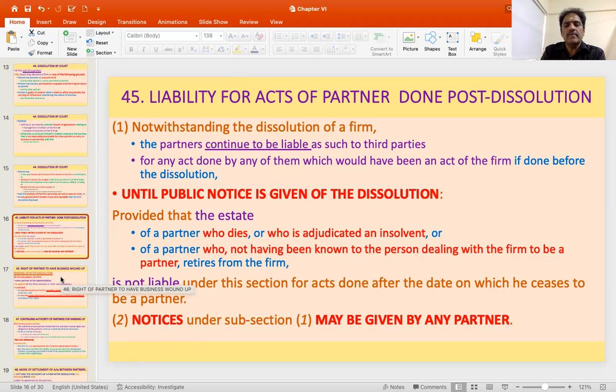Then notices under subsection 1 may be given by any partner. It could be the outgoing partner or any of the partners.